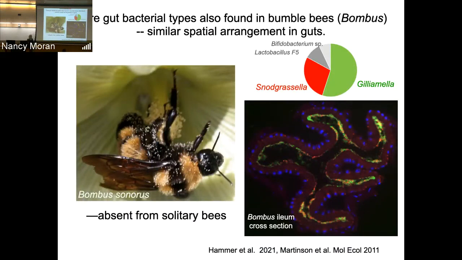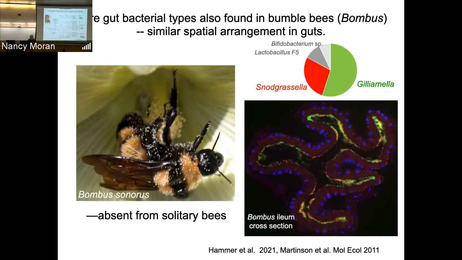So this is the genus Bombus. It's a different genus, but it's in the same clade of bees, and they're also social, and all their ancestors have been social. And so we sampled a few bumblebees, and they had some of the same characters in the gut, including Snodgrassella and Gilliamella. So every normal bumblebee also has a Snodgrassella and Gilliamella. And if you look at a cross-section of the gut, it's got very much the same arrangement. So it seems to be an ancestral situation that has evolved in these different lineages over a long period of time.